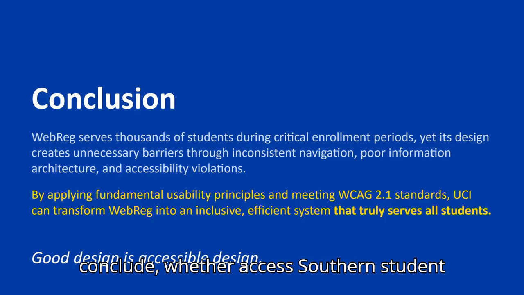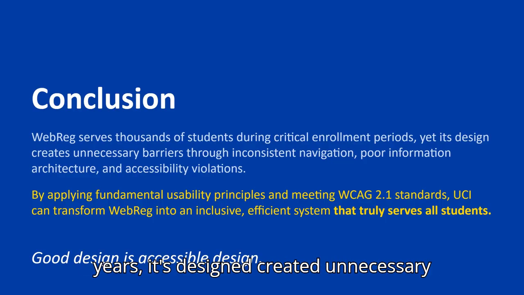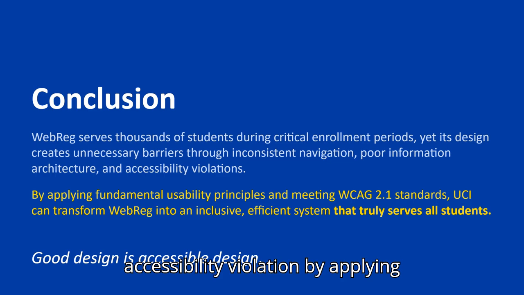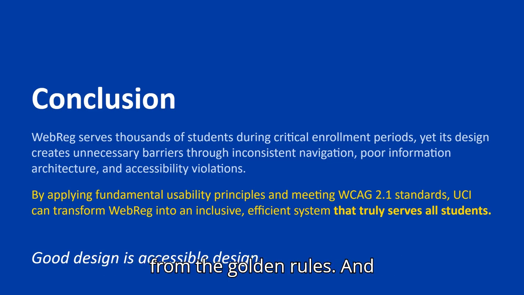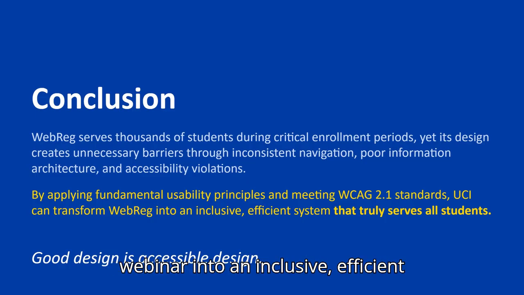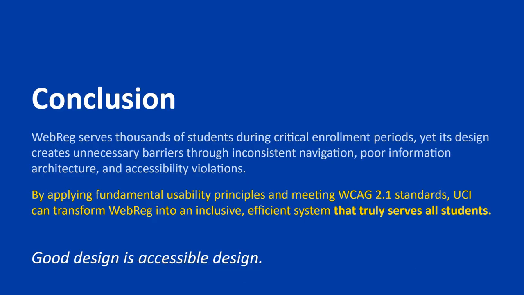To conclude, WebRack serves thousands of students during critical enrollment periods, yet its design creates unnecessary barriers through inconsistent navigation, poor information architecture, and accessibility violations. By applying fundamental usability principles from the golden rules and meeting accessibility standards, UCI can transform WebRack into an inclusive, efficient system that truly serves our students. The one last sentence I would like to say is that good design is accessible design.